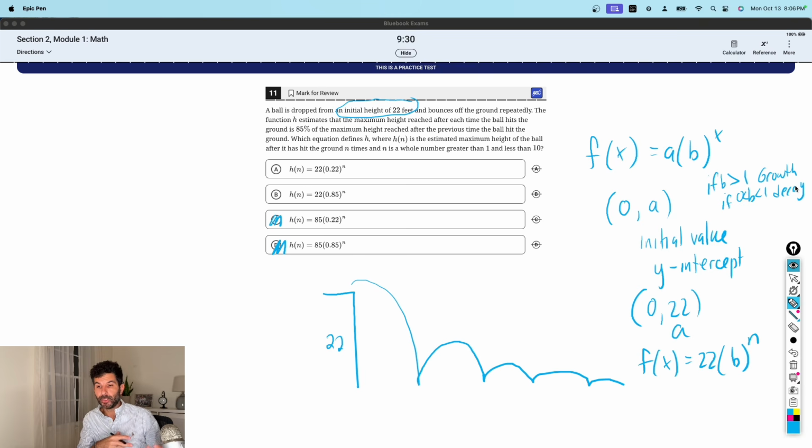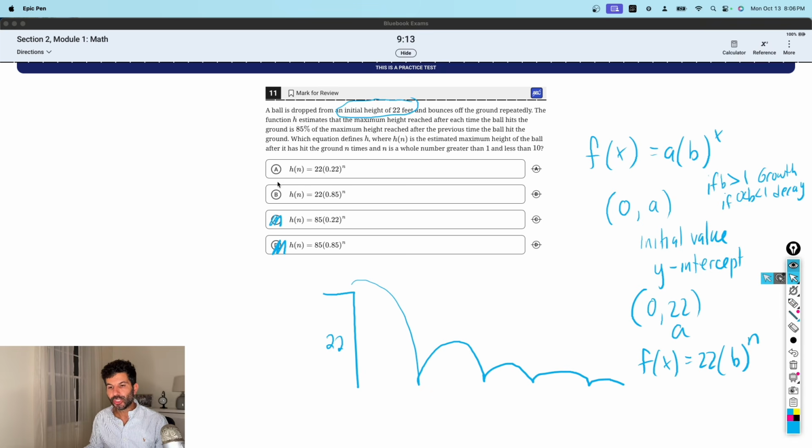Choice A has 0.22, choice B has 0.85. We just have to go with B, on the fact that basically every single time we're losing, every time it's bouncing, it's going to be 85% of the previous time, okay? So choice B is going to be my answer.